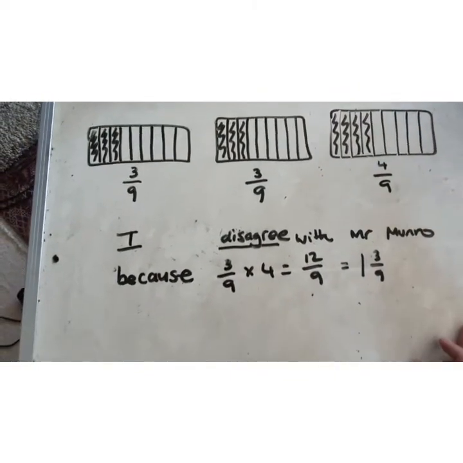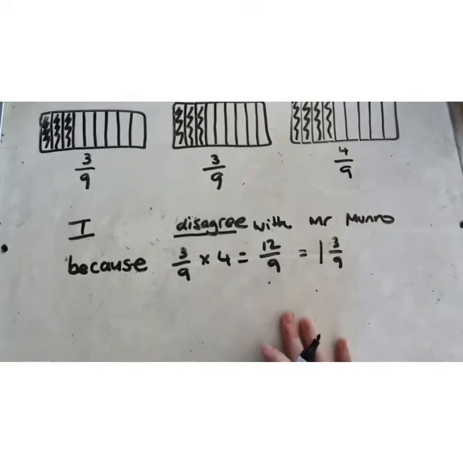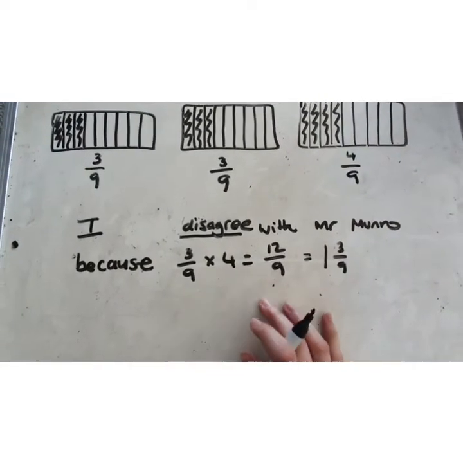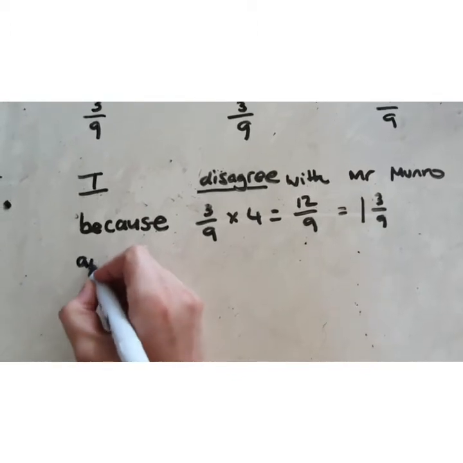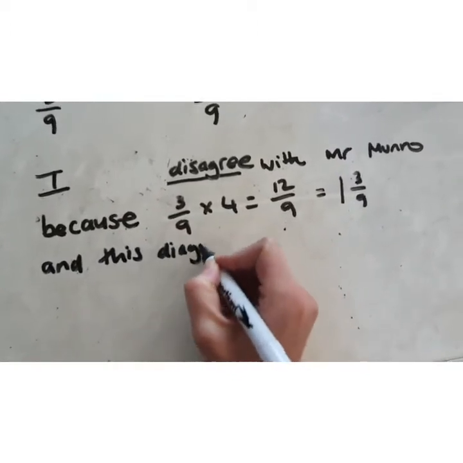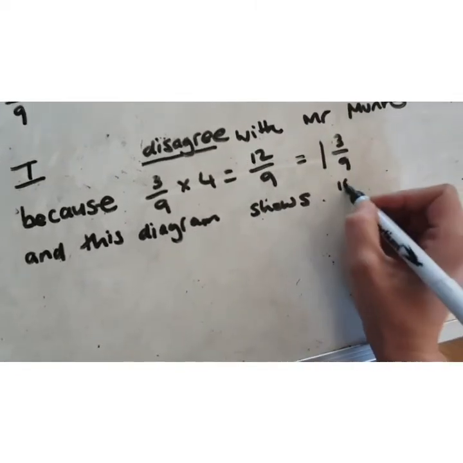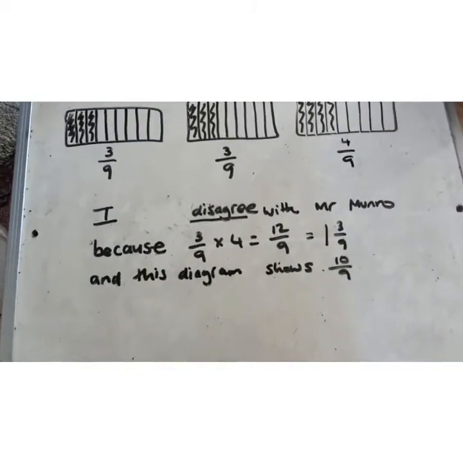So one thing you could write is, I disagree with Mr. Munro, because 3/9 times 4 equals 12/9, and this diagram shows 10/9. That's one possible answer that you could write.